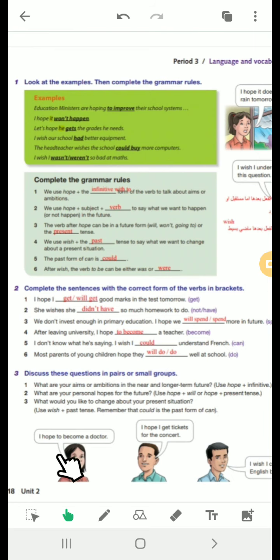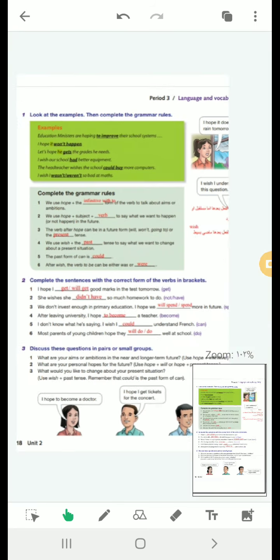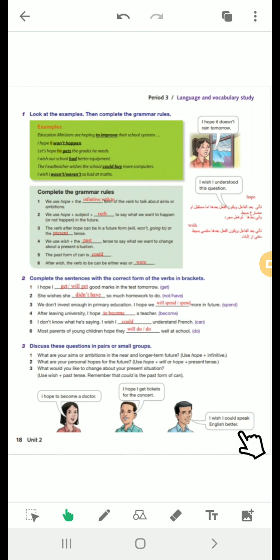Now here, I hope to become a doctor, to plus infinitive. I hope I get tickets to the concert. Concert means a musical party. After hope here we use a subject plus a present simple. Then, I wish I could speak English better. This is the grammar, the example and the grammar rule in your own book, page 18.